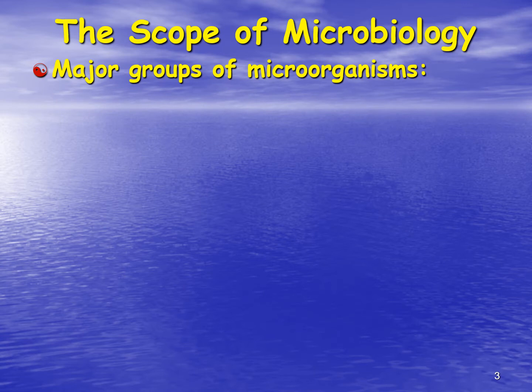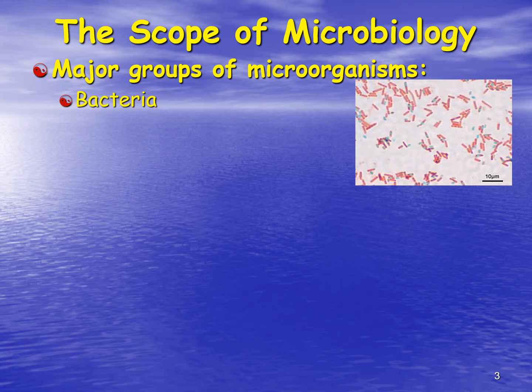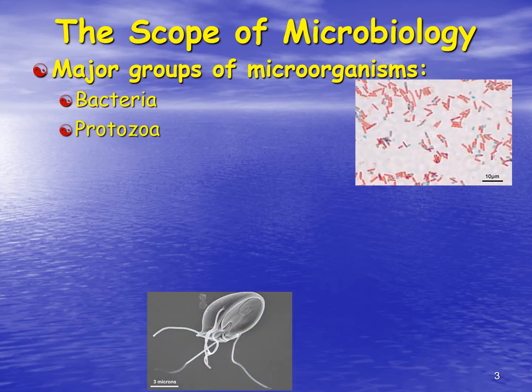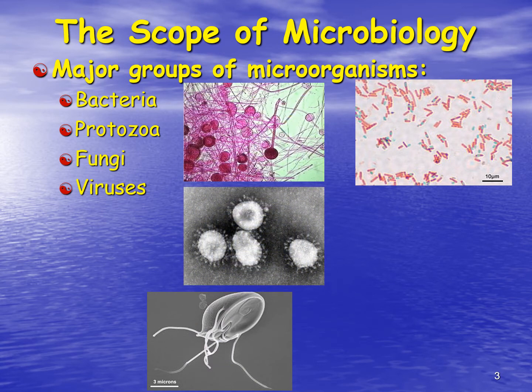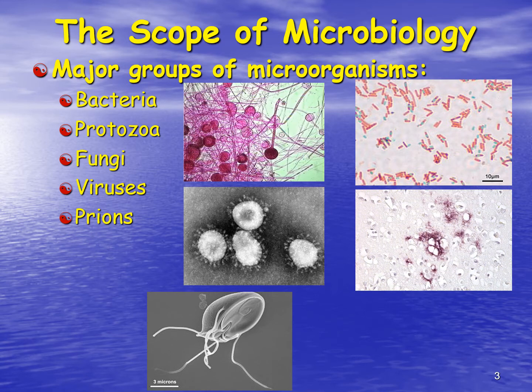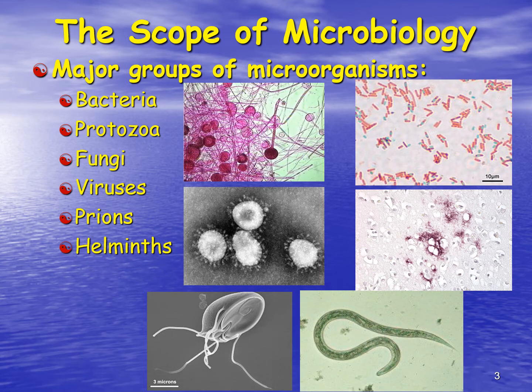The major groups of microorganisms that we are going to cover this semester include the bacteria, protozoans, fungi, the viruses, which we've heard a lot about in the past few months, prion diseases, which you may not be as familiar with, the helminths, which includes the worms and the flukes. Even though in the adult stages you can see these worms or flukes oftentimes, part of their life cycle is going to be microscopic, and that's why we include them in the study of microbiology.